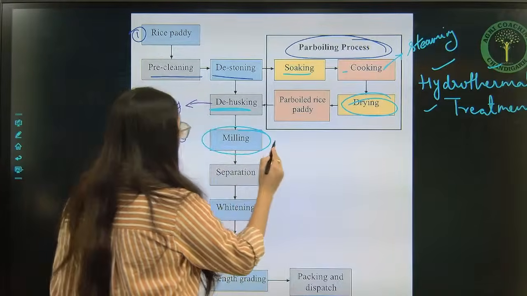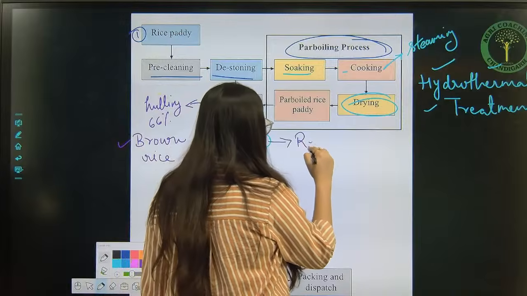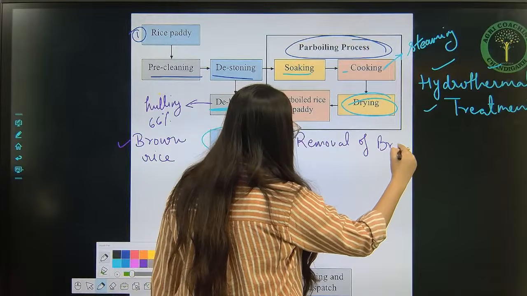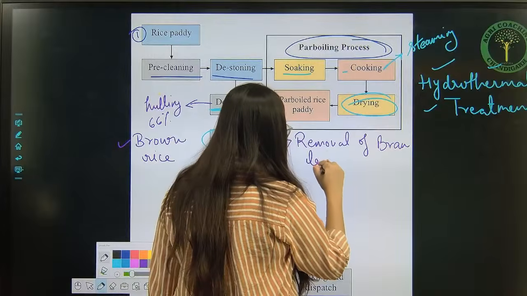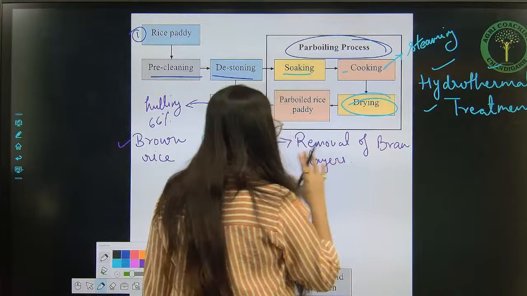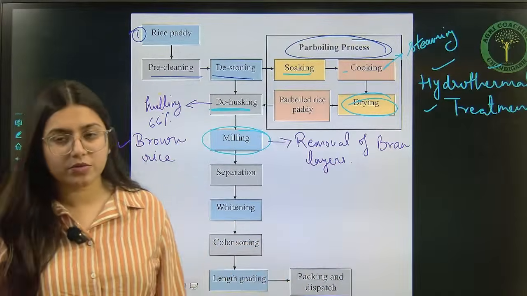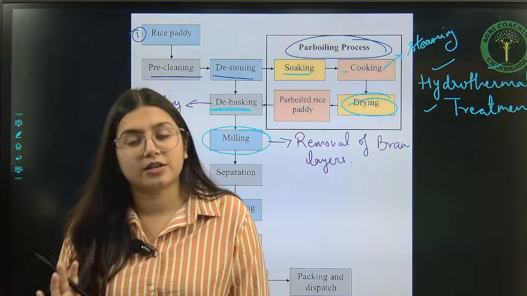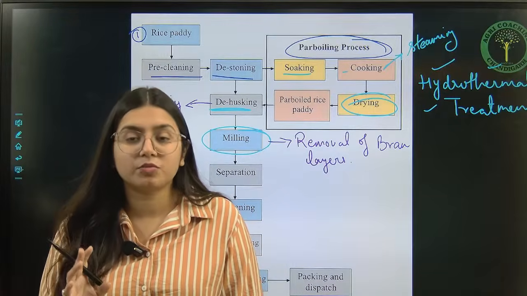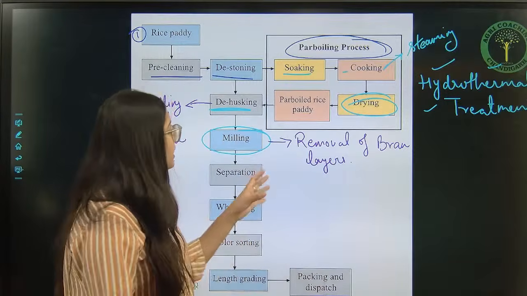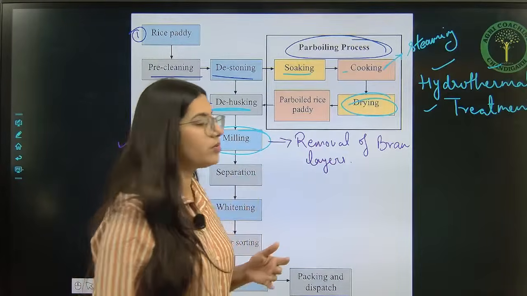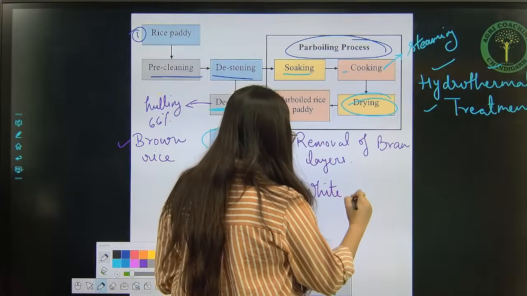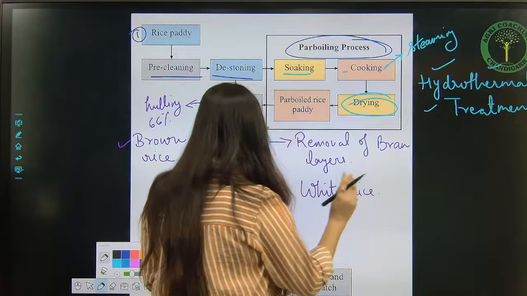What happens in the milling? Removal of the bran layers. In the milling process, the bran layers, that is the aleurone and the pericarp layer, are removed. And further from the milling process, finally we get the white rice.